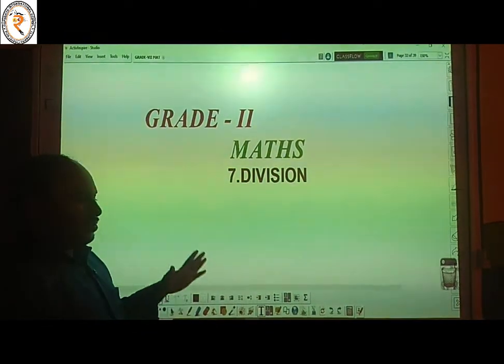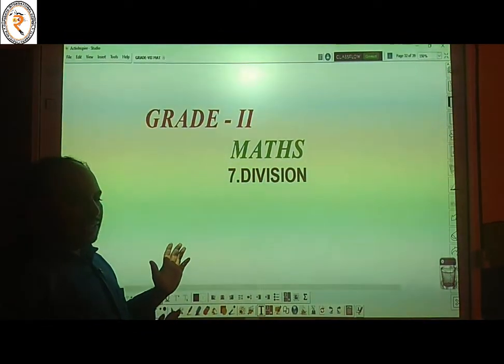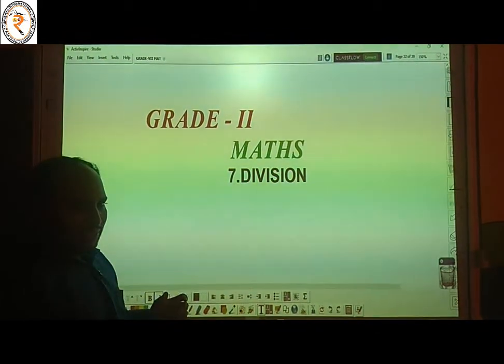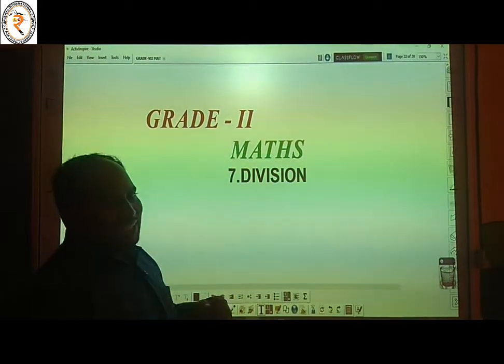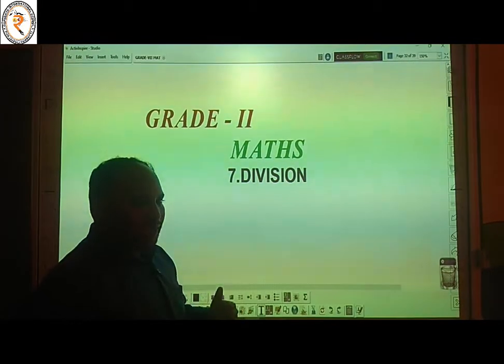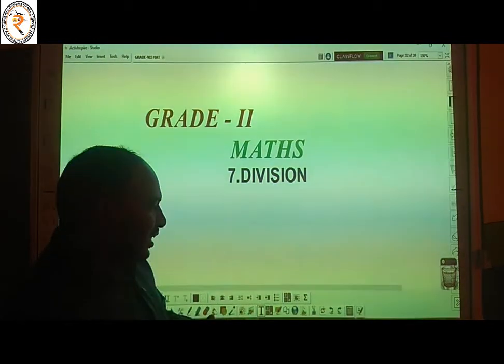Grade 2, Subject Maths, Chapter 7, Division. What's meant by division? Division is repeated subtraction. Repeated subtraction is called division.